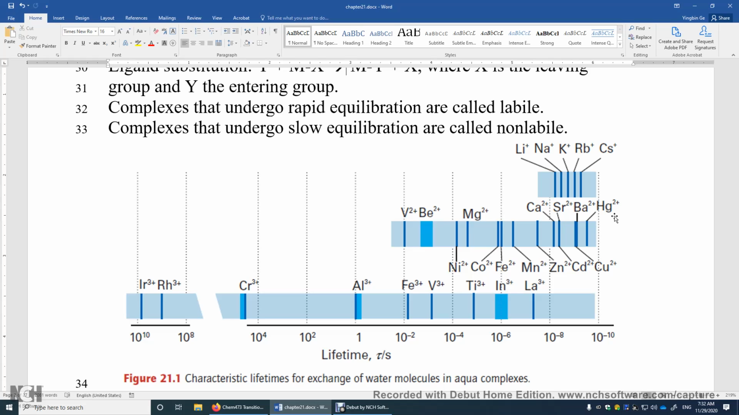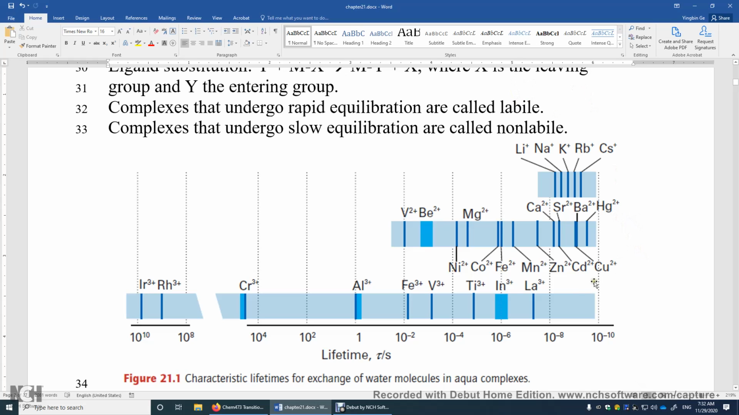In this case, again, there's no LFSE. In this hexa aqua mercury 2+ complex, 6 electrons occupy the lower energy T2g orbitals below the barycenter. 4 electrons occupy the eg orbitals above the barycenter. So the LFSE overall is 0, and that's why mercury 2+ is a labile transition metal ion.